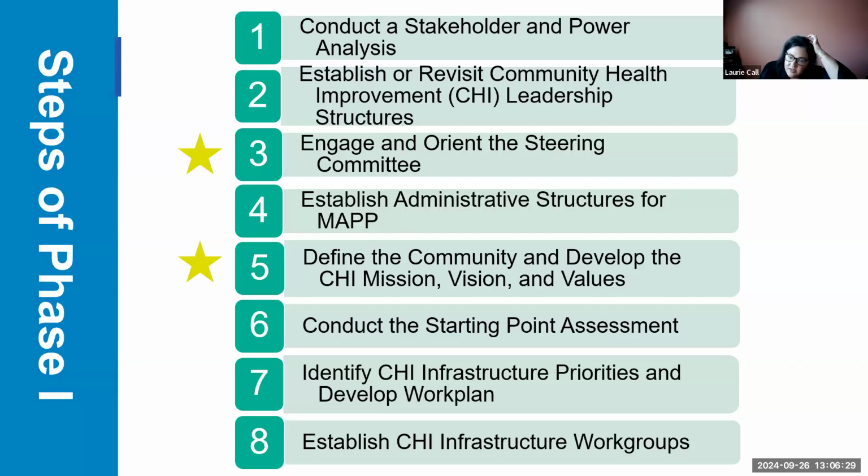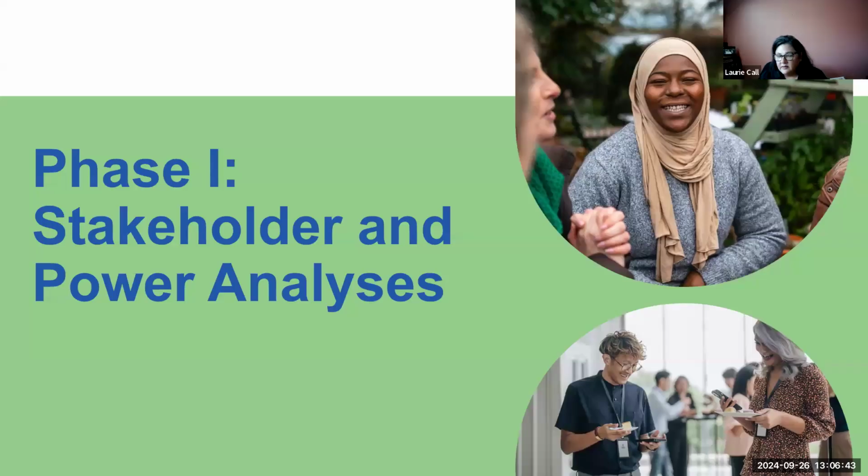So there's a variety of different steps. We're going to talk just about a couple today. One, we're going to talk about a stakeholder and power analysis, and we're also going to briefly talk about the starting point assessment. The stakeholder and power analysis is a tool that is used here, and it's also used in the community health improvement planning portion of the process. We're going to do an activity related to it in the community health improvement planning portion.